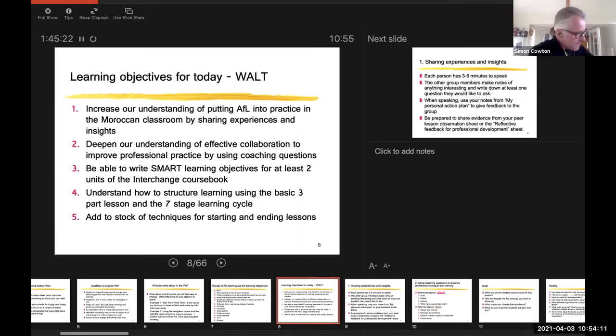Now, if you remember, hang on a second. Right. This one, the peer lesson observation sheet. This is an example of a preparation sheet. So I know it's a little bit formal, but if I'm working with you and I want you to come in my lesson, I want you to focus on what I want you to focus on.